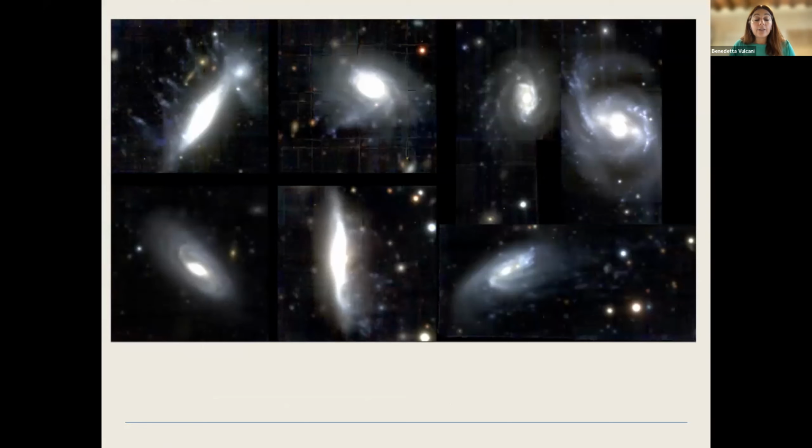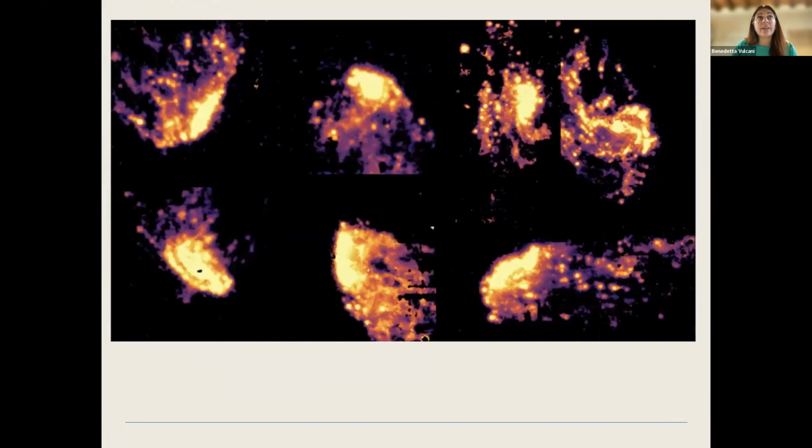This is a collection of one of the most extreme cases of galaxies that shows these tails. These are the RGB images. If we look at the H-alpha images that are a good proxy for star formation, we really see the development of these long tails. And so we want to understand what are these tails.